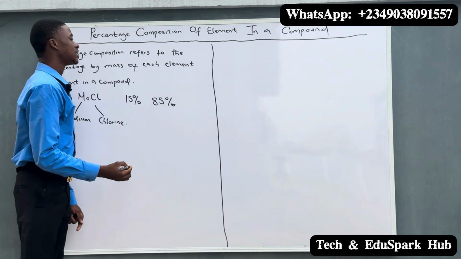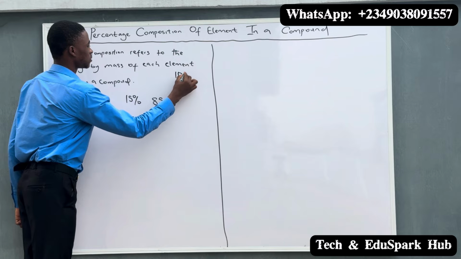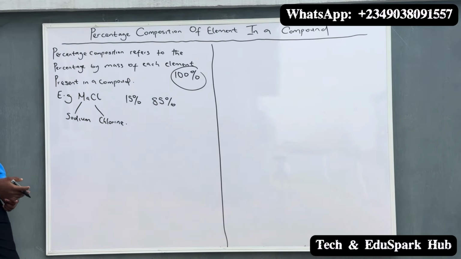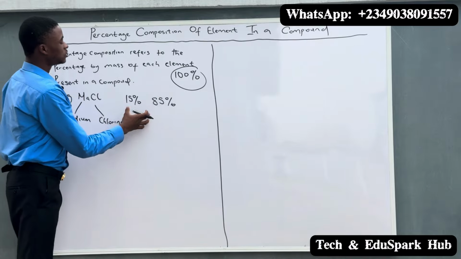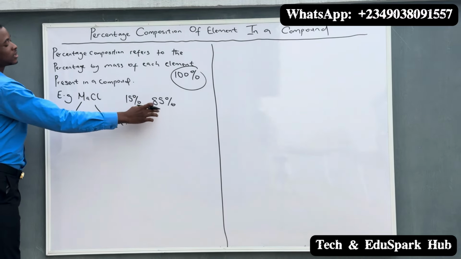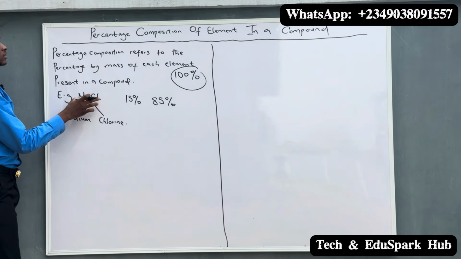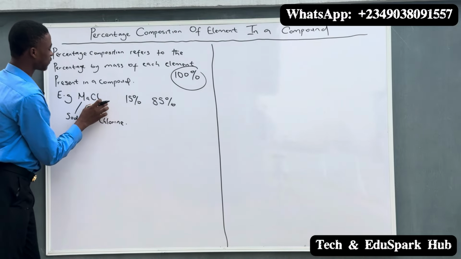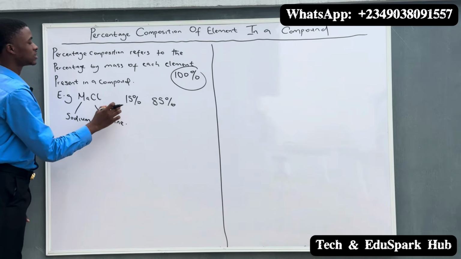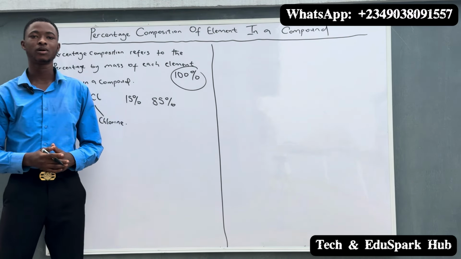And one thing to note is that the percentage composition of any compound must be equal to 100%. This is just an assumption because I'm just using these percentages as an example. So let's say 15% of sodium is making up this sodium chloride and 85% of chlorine is making up this sodium chloride. So if you add these percentages together, you must get 100%. So this is what the percentage composition is telling us about.